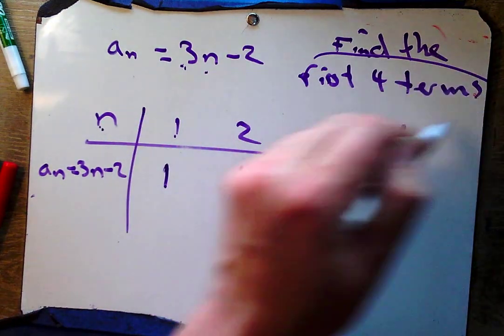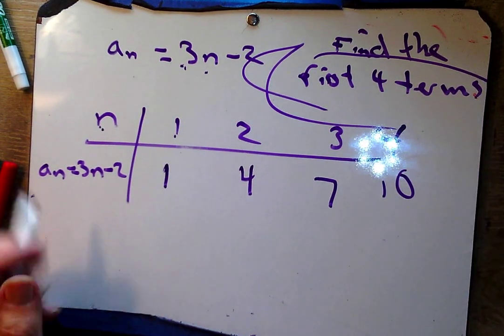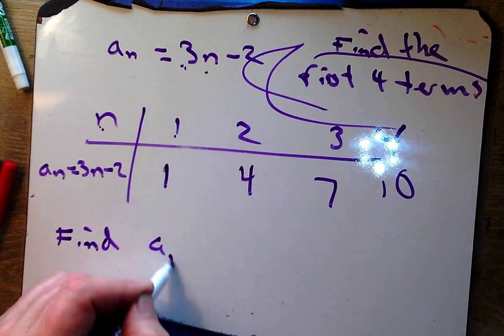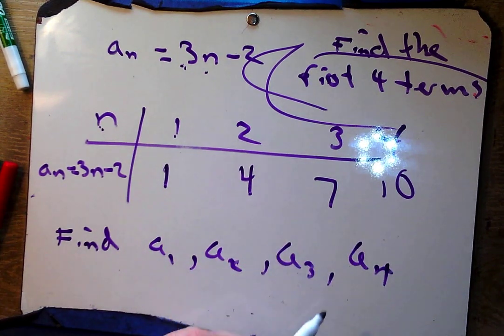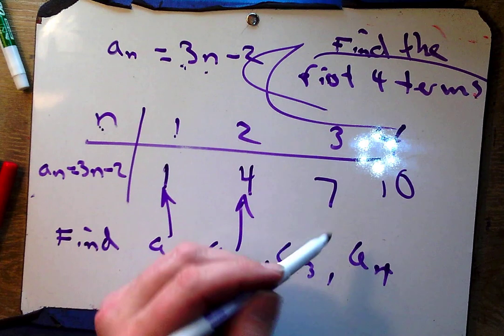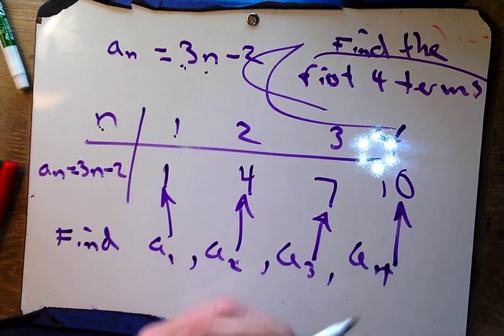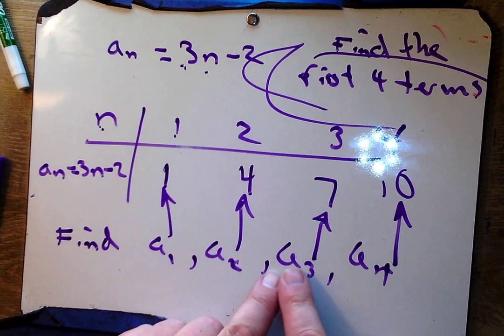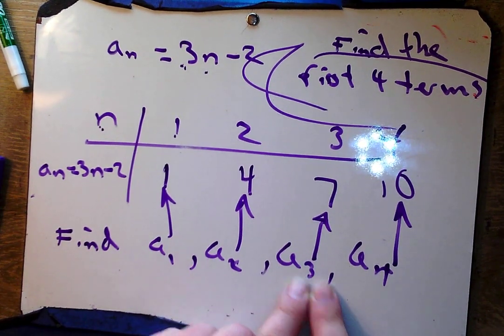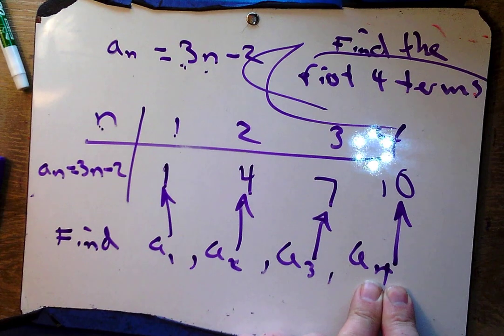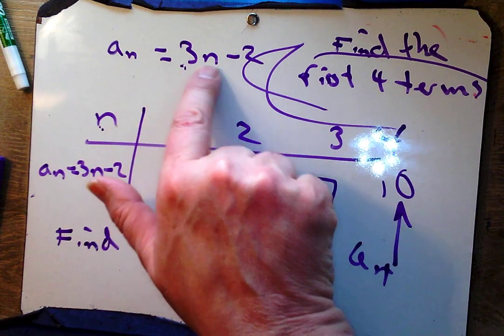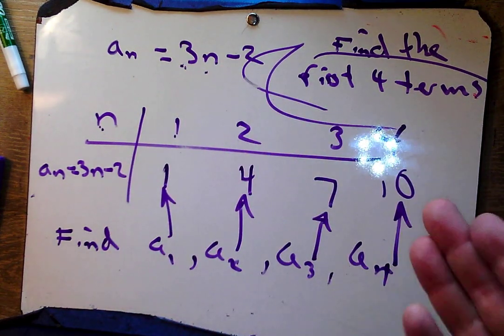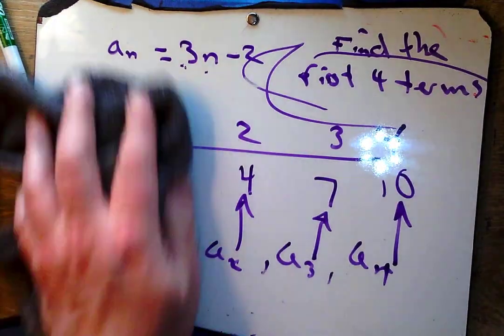Yeah, there's another way that they could write this. They could say something like find a sub 1, a sub 2, a sub 3, a sub 4. That's a sub 1, that's a sub 3, and that's a sub 4. The value of the third term, the value of the fourth term. The value of the fourth term is 10 because 3 times 4 is 12, 12 minus 2 is 10. So, I think we have a sense of how to do this.